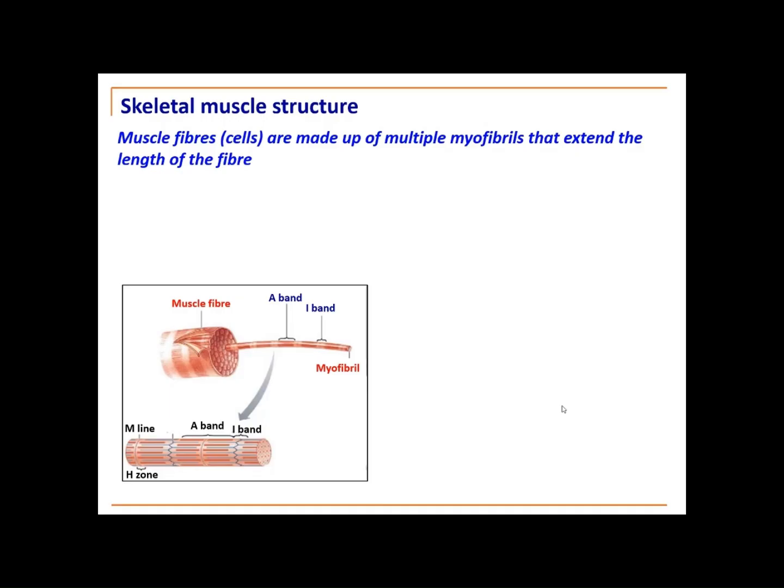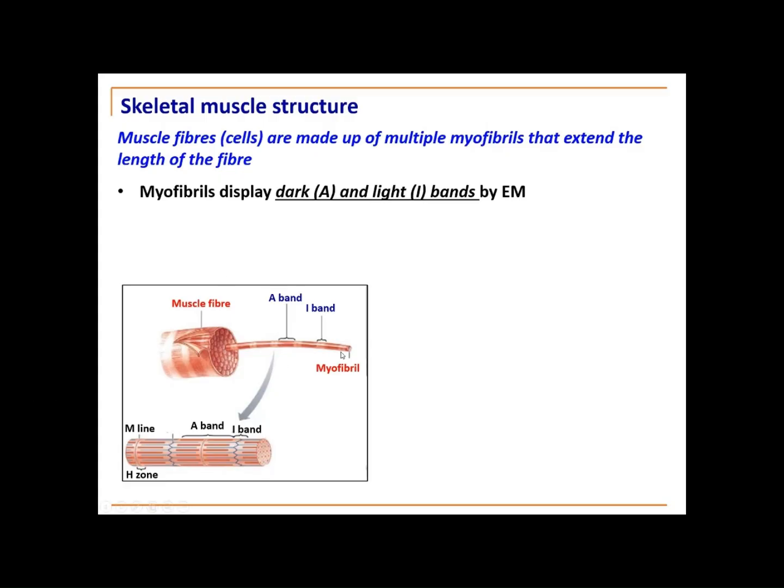So the muscle fibers or the muscle cells are made up of multiple myofibrils that extend the length of the fiber. So here you've got your muscle fiber or your muscle cell. And within that muscle cell, you've got individual myofibrils, and you can see all of these present at this point. And these myofibrils make up about 80% of the muscle fiber. They're cylindrical, and generally they're around about 1 millimeter in diameter.